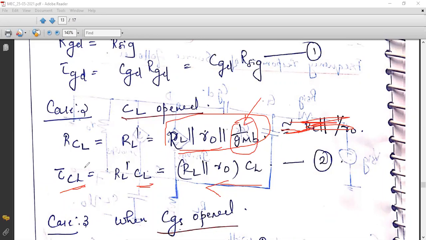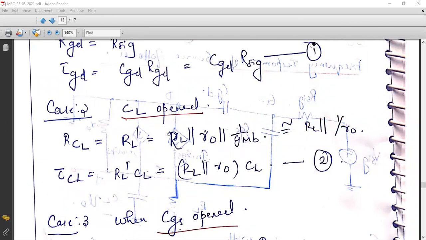So now we have found the two time constants. Now coming to the third case, that is CGS. I think we stopped yesterday till here, right? Now coming to case 3, that is CGS. We have one more capacitance called CGS.